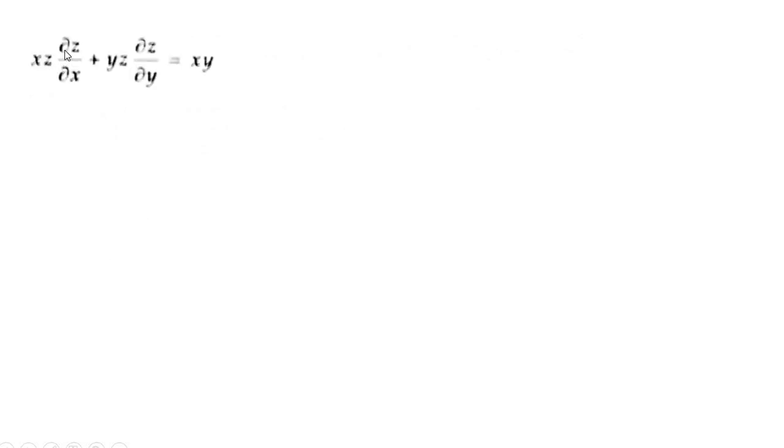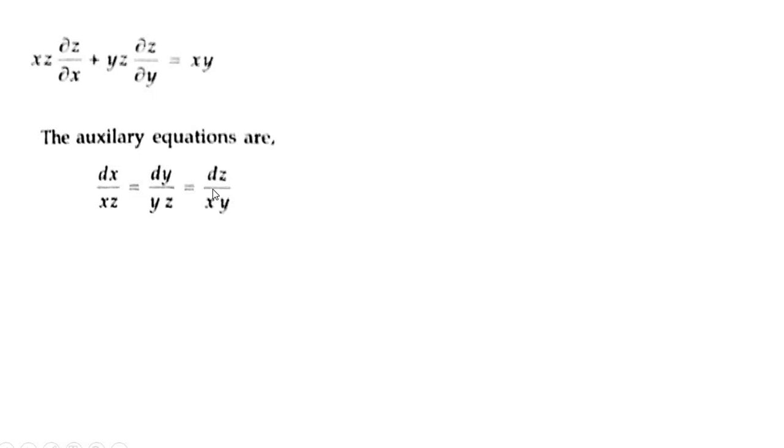x into z dou z by dou x plus y z dou z by dou y equal to x into y. So what is P here? Capital P is xz, capital Q is yz, and capital R is xy. So I have written an auxiliary equation here. I can directly compare the first and the second one. When you compare the first and second term here, z will get cancelled.